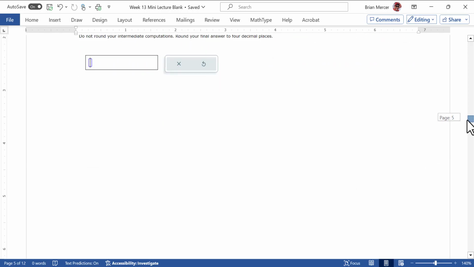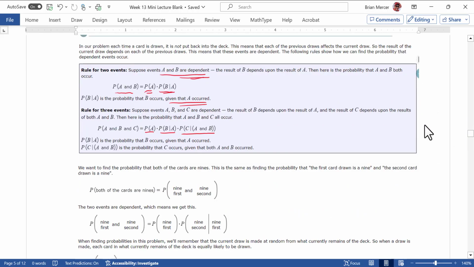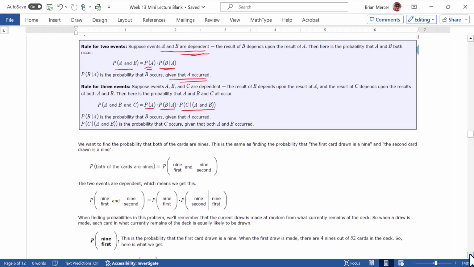My mouse just died. So the probability that both cards are 9s is like writing the probability the first one is a 9 and the second one is a 9. So another way of thinking about that is the probability of the first 9, and then the probability of the second 9 given that the first was a 9. So you think about those probabilities.